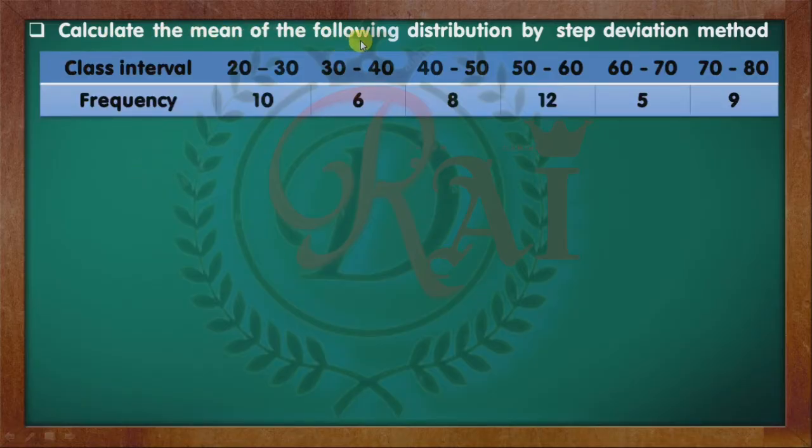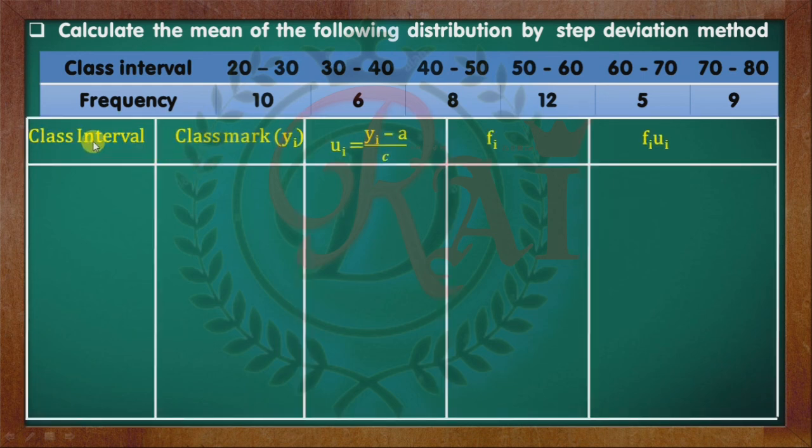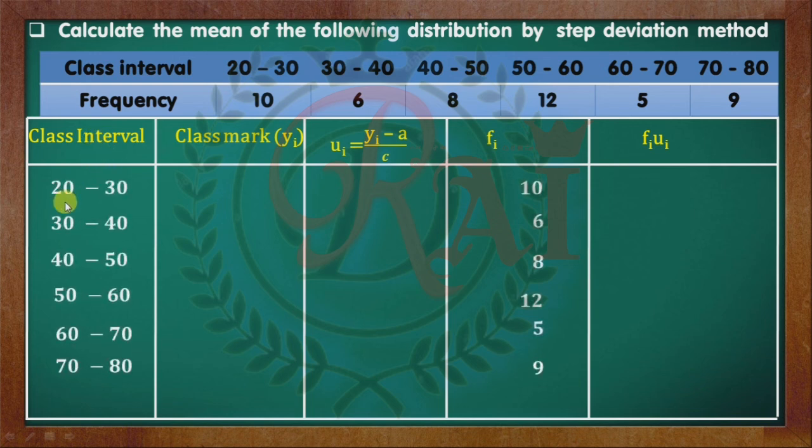Next, calculate the mean of the following distribution by the step deviation method. C, upper class limit minus lower class limit, is equal to 10. We'll construct a table. Class intervals: 20 to 30, 30 to 40, 40 to 50, 50 to 60, 60 to 70 and 70 to 80. The frequencies are 10, 6, 8, 12, 5 and 9. Class mark, we'll add this 2, is equal to 50 divided by 2 is 25. We'll get 35, 45, 55, 65 and 75.